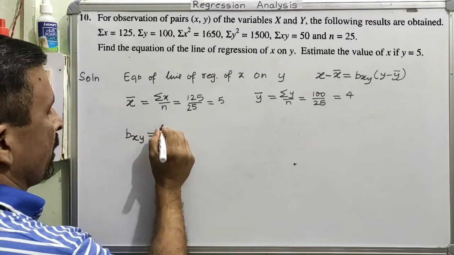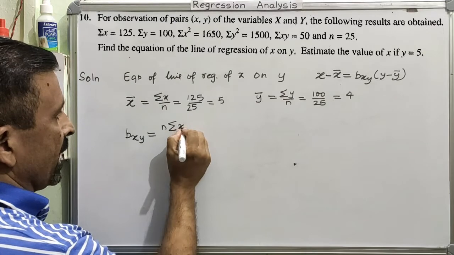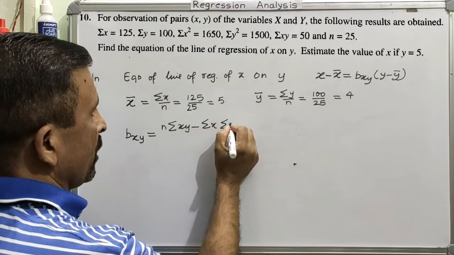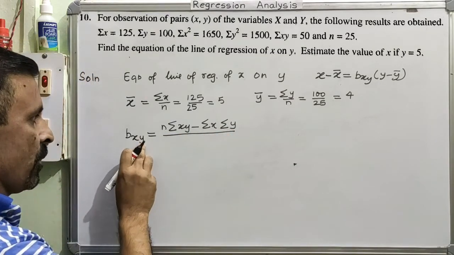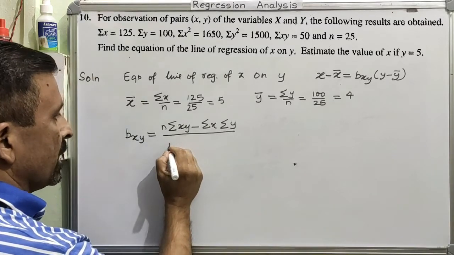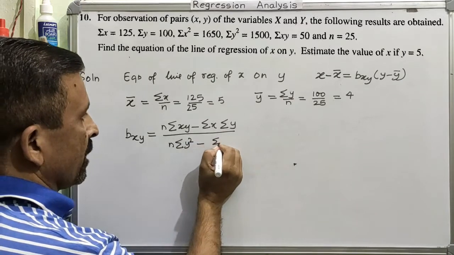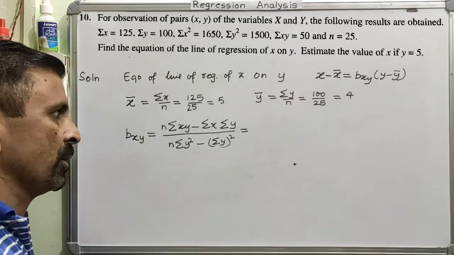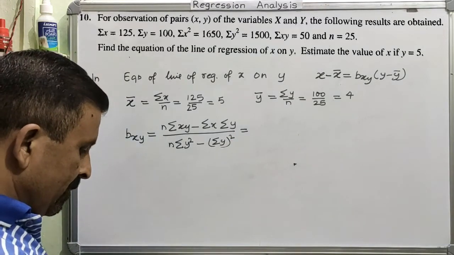First of all, I will show you the formula. N into sum of all the product of x and y minus sum of all the x into sum of all the y divided by, because this is regression coefficient of x on y, the first is x, therefore in the denominator we will have the y term. So n summation of y square minus summation of y whole square. This is the formula, right? I am giving you the formula also so that you are able to connect yourself. Clear? Now we will have the values.